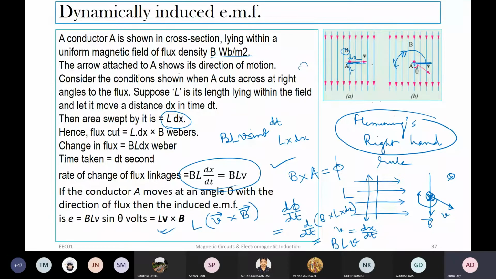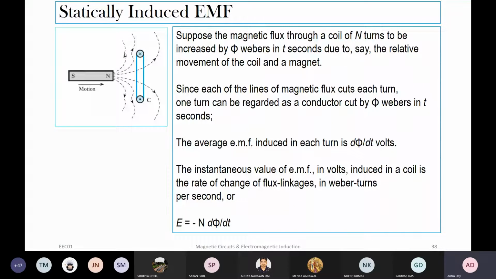And next we come to statically induced EMF, which is actually developed in the case of a transformer. In a transformer, it is a static instrument. There is no dynamics in it. So what is happening actually? We are varying flux so that we get an EMF induced in the secondary in the case of a transformer. It is actually mutual inductance, and due to mutual inductance, it is developed in the case of a transformer.